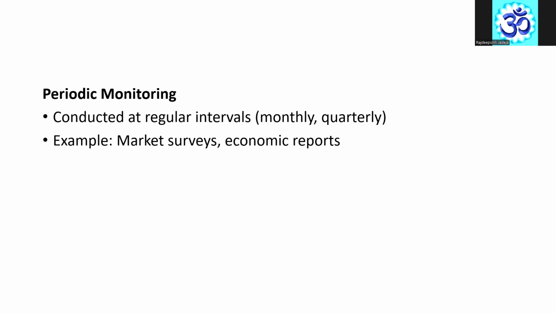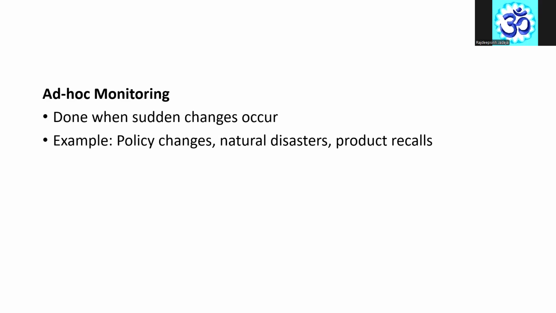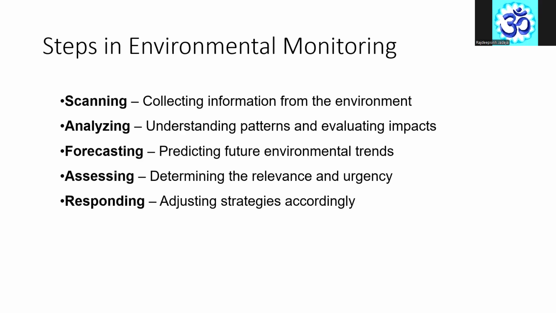Then second one is periodic monitoring, which is conducted at regular intervals like monthly and quarterly. Example, market surveys and economic reports, which are published on a monthly basis or quarterly basis. So that is included in periodic monitoring. Then there is ad hoc monitoring, done when sudden changes occur, like policy changes, natural disasters like COVID-19, and product recalls. Okay, so that is called ad hoc monitoring.